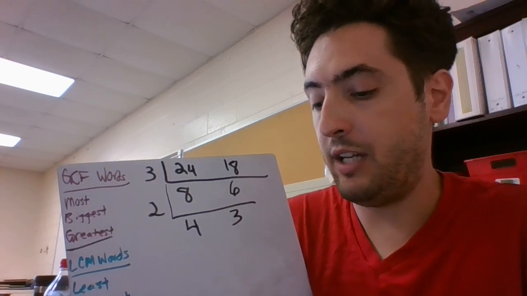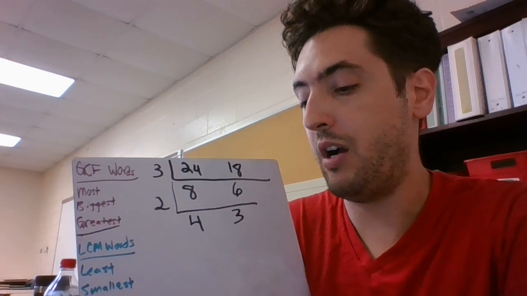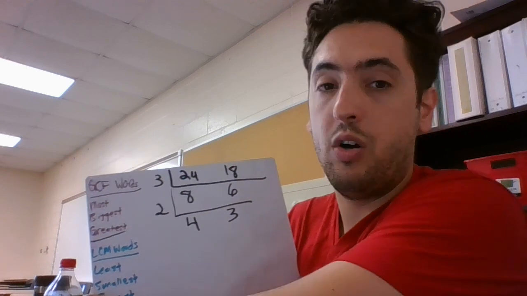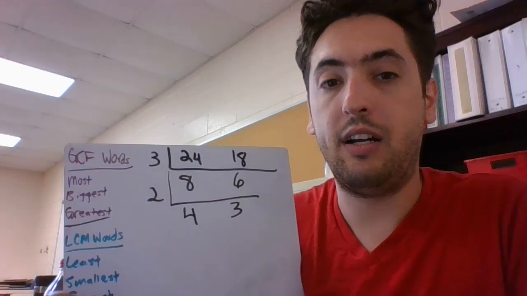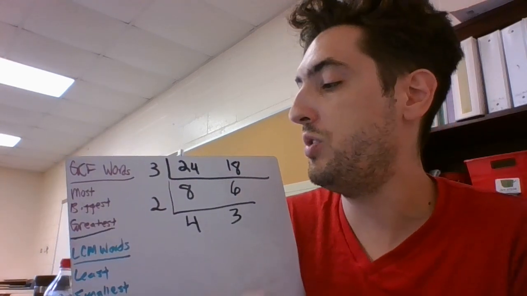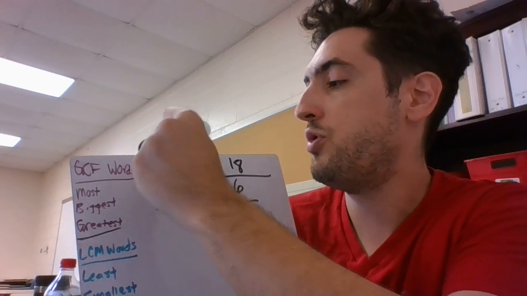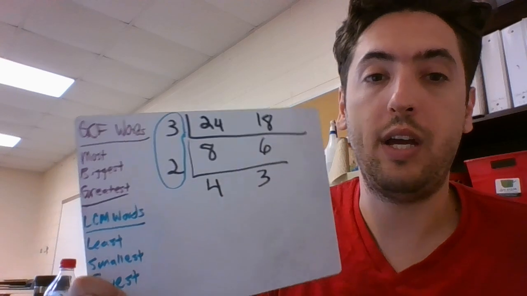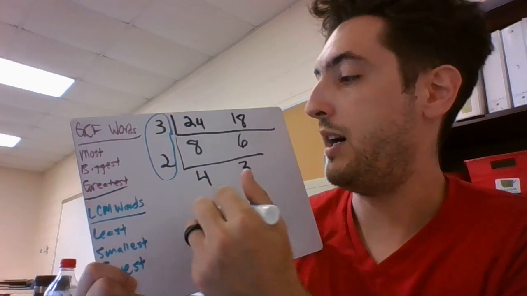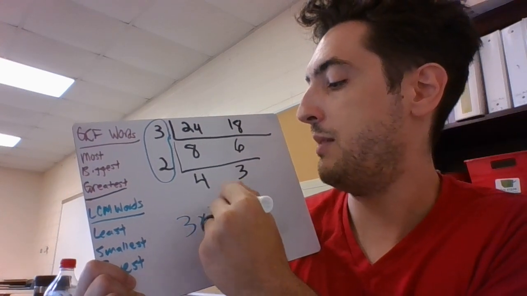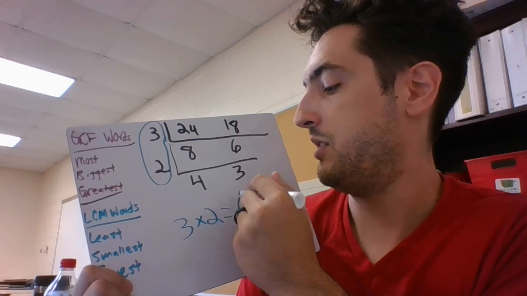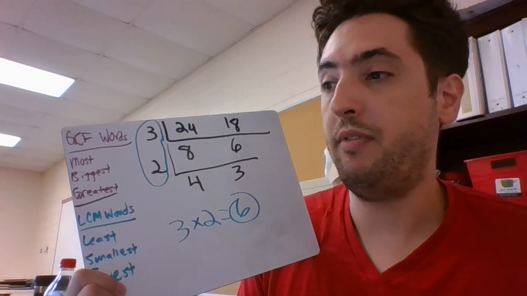But because this is a greatest common factor problem, I have to know, am I using everything on the outside, or am I just using what's on the left? And greatest common factor, it's always just what is on the left, okay? And then you got to multiply. So I have to say 3 times 2 is 6. That's my greatest common factor.